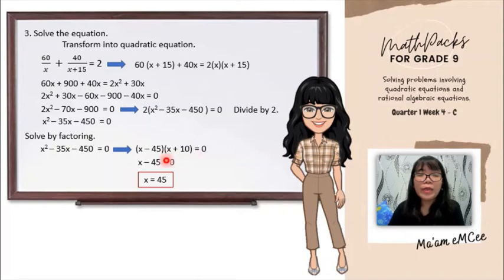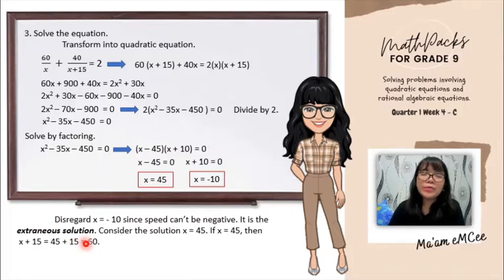And then we equate again x plus 10 to 0. So x plus 10 is equal to 0. Again, in order for us to get the value of x, we transpose positive 10 to the other side of the equation. So positive 10 will become negative 10. And so our next solution will be x is equal to negative 10. So we have here the two solutions for your quadratic equation, x squared minus 35x minus 450 equals 0. So we have x is equal to 45 and x is equal to negative 10.